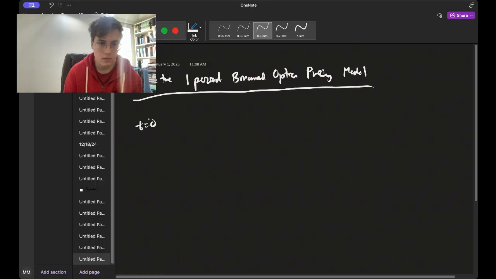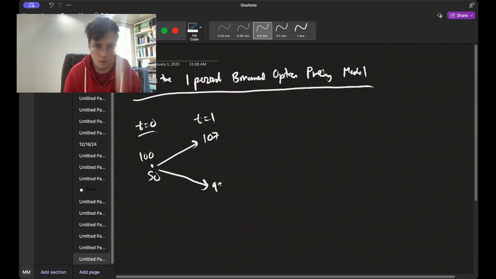At t equals 0, we have a stock with initial value S0. At t equals 1, it only has two possibilities: it goes up to, let's say, 107, if this is $100, or down to 93.46, with probability p and 1 minus p. And we're trying to price a call option or a put option on this stock movement.